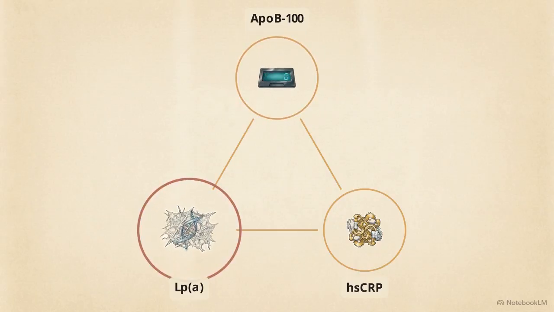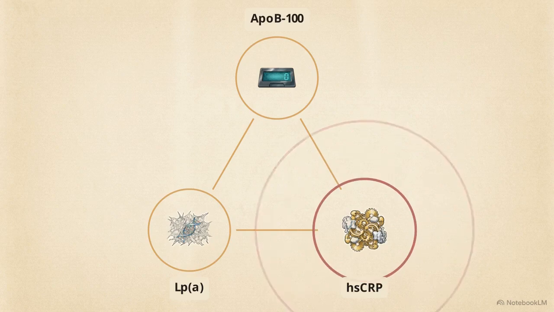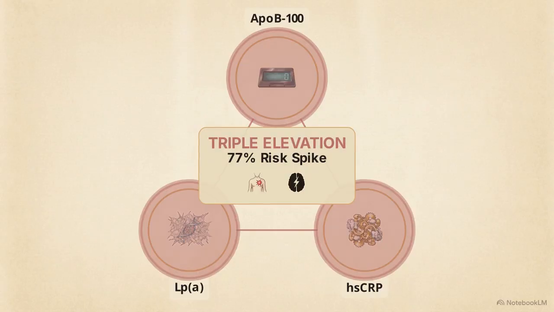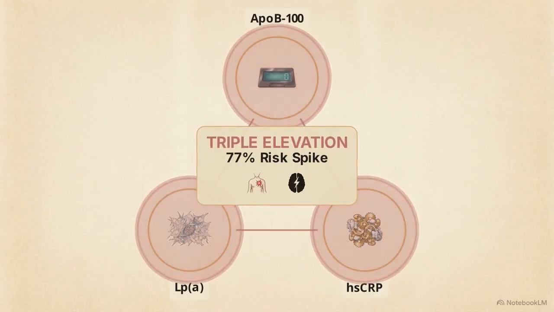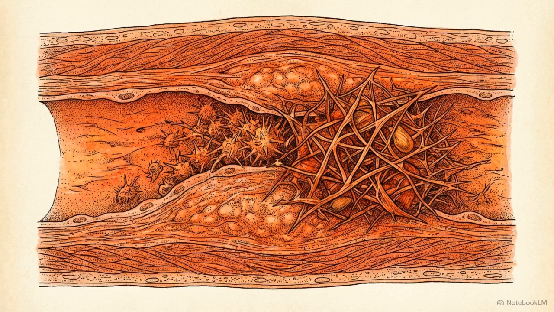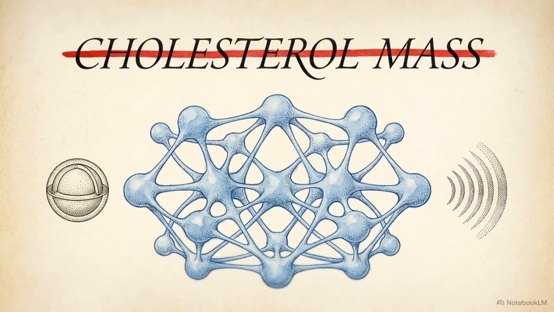Apolipoprotein B 100, or ApoB, counts the absolute burden of atherogenic particles. Lipoprotein A, or LPA, quantifies a specific, highly thrombotic inherited risk. High-sensitivity C-reactive protein, or HSCRP, tracks active systemic and vascular inflammation. When these three variables compound, they generate a highly volatile vascular environment. To accurately map and neutralize a patient's true cardiovascular risk, clinical practice must evolve past the pure cholesterol mass hypothesis and target this integrated, particle and inflammation-driven model.